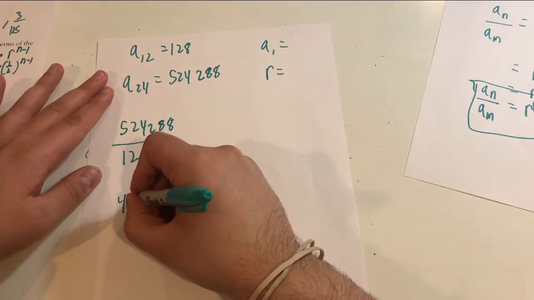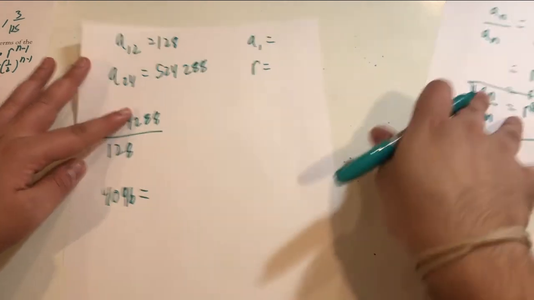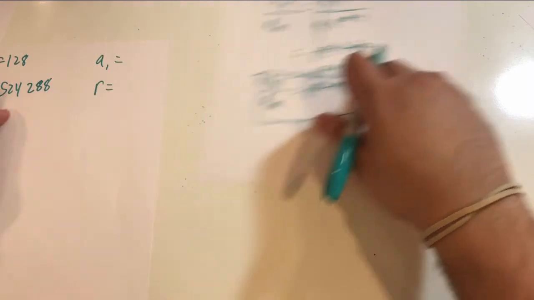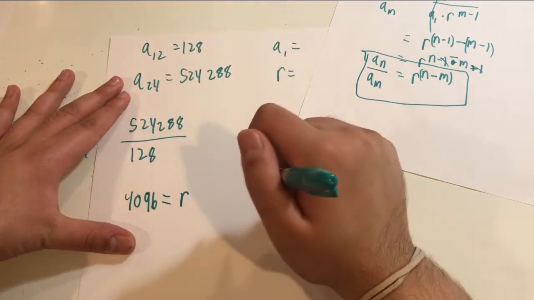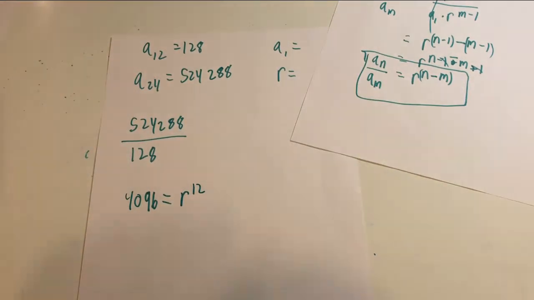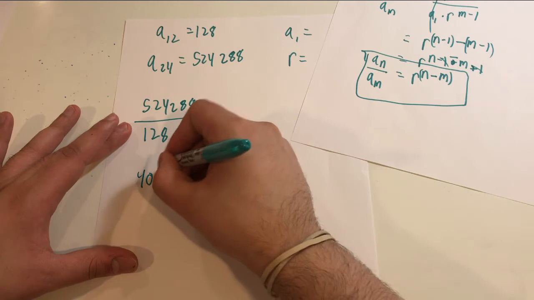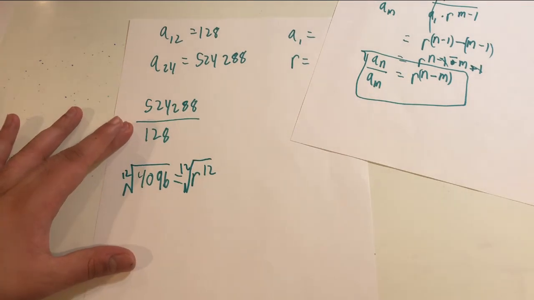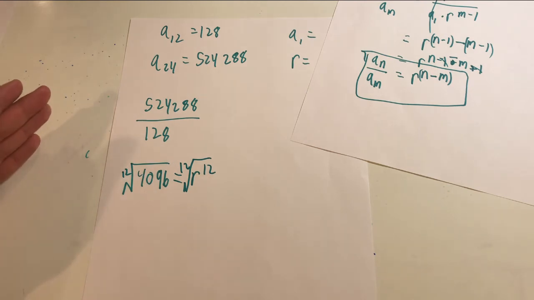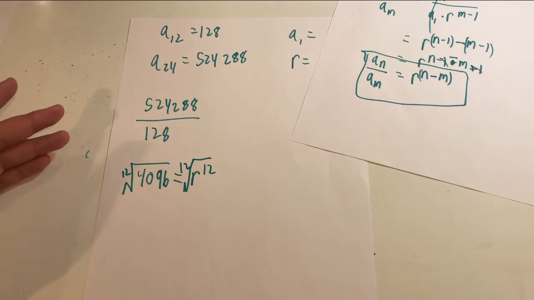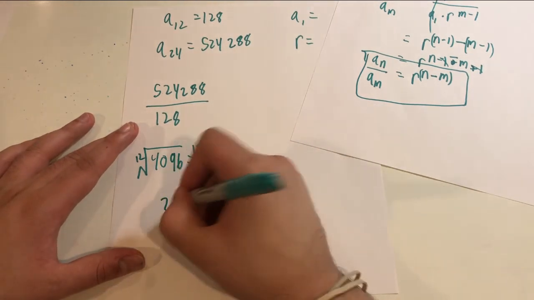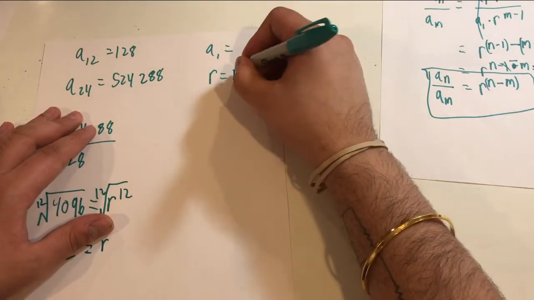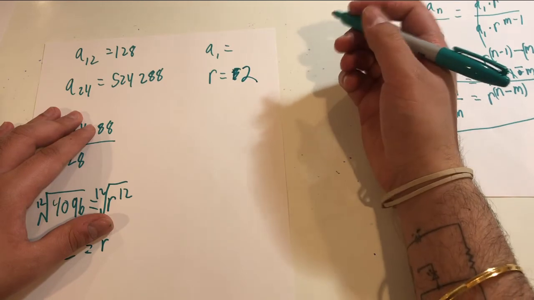So 4096 is equal to r raised to the n minus m. R raised to the n minus m, the larger one minus the smaller one, which is just 12. 24 minus 12 is just 12. Now, from here, this is easy. I just take the 12th root of both sides. At this point, you should be allowed to use a graphing calculator in this course. So you could just do the 12th root of 4096, getting you that r is equal to 2. Okay?